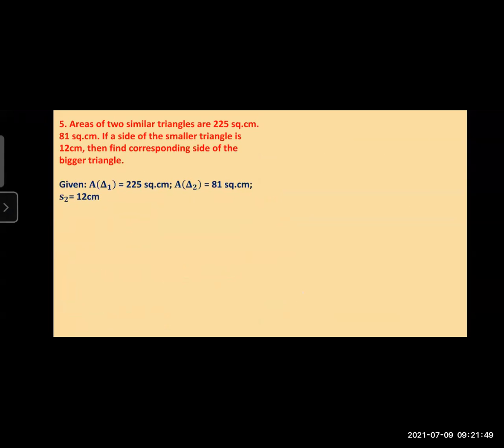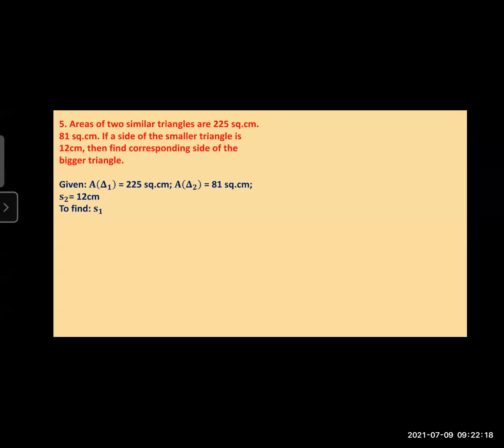The areas of two similar triangles are 225 square centimeter and 81 square centimeter. Those areas are given. If a side of the smaller triangle is 12 centimeter, then find the corresponding side of the bigger one. So it's very simple. One by one we write. Triangle 1 area is given, triangle 2 area is given, and the second triangle's side S2 is given. So here we want to find S1.